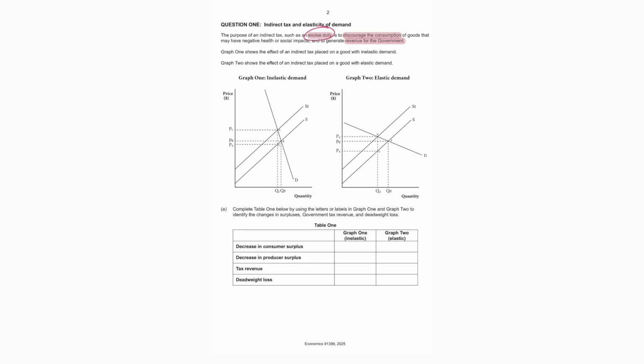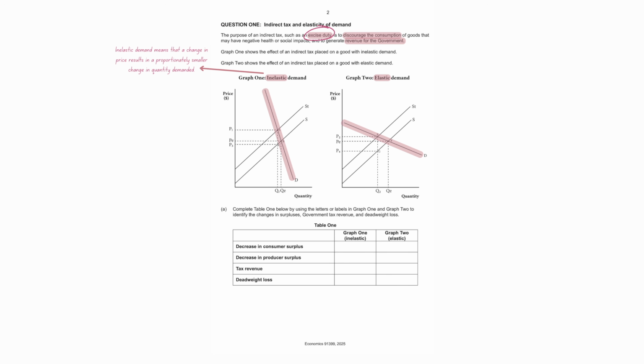Graph 1 shows the effect of an indirect tax placed on a good with inelastic demand, and Graph 2 shows it for elastic demand. So inelastic demand is something where a change in price results in a proportionately smaller change in quantity, and the curve is steep. So you can see on Graph 1 that the demand curve is really steep compared to Graph 2, where the demand curve is a lot flatter.